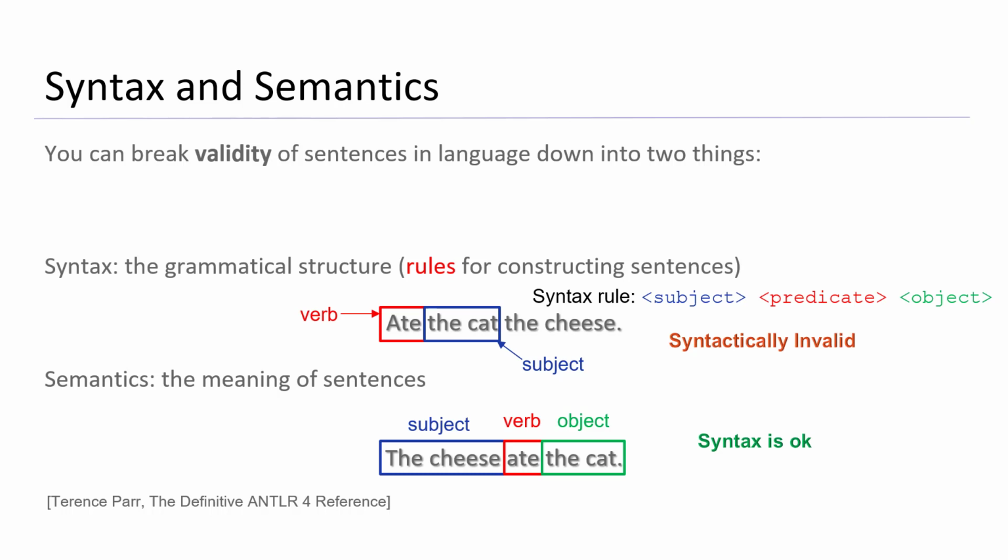What about the meaning? Does the sentence make sense? Is it possible for the cheese to eat a cat? Or is it the other way around? So in this case, the semantics of this sentence doesn't make a lot of sense. And we say that this sentence is semantically invalid. Although the syntax of the sentence is fine, it is still considered an invalid sentence because it doesn't make a lot of sense. So semantically, it is invalid.